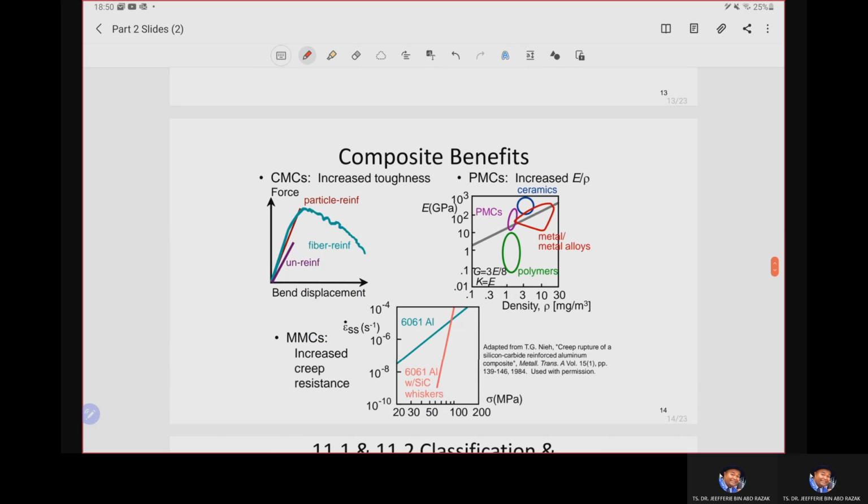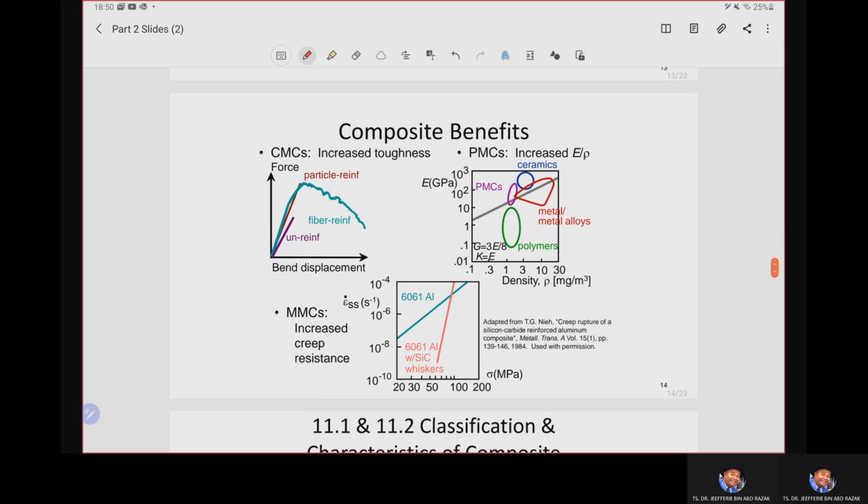Next, to recap the purpose of having composites in the different classes of composite classification based on the matrix used. First, for the CMC, the ceramic matrix composite, the main aim is basically to increase the toughness. A ceramic body is normally brittle, so by reinforcing it with a particle or fiber reinforced phase, we can see here the strength of the fiber reinforced composite is increased, and the presence of fiber may at the same time increase the ability of the ceramic body to absorb energy due to the increase in toughness.